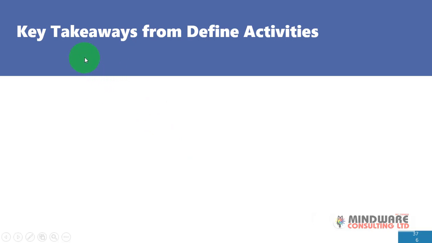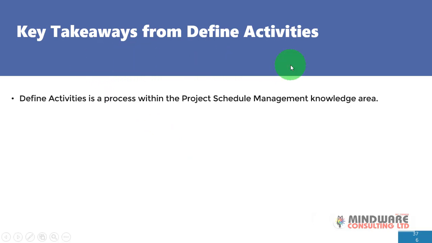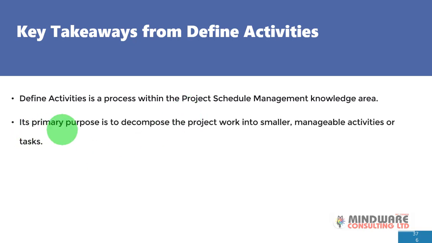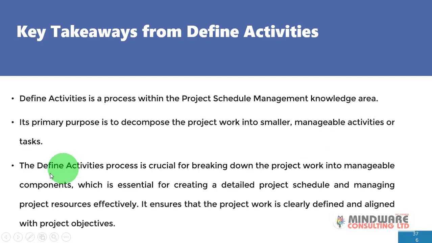So what are the key takeaways from the define activities process? Define activities is a process within the project schedule management knowledge area. So it's one of the knowledge areas that this course covers. Its primary purpose is to decompose the project work into smaller manageable activities or tasks.